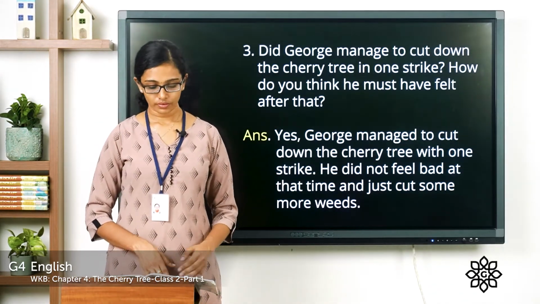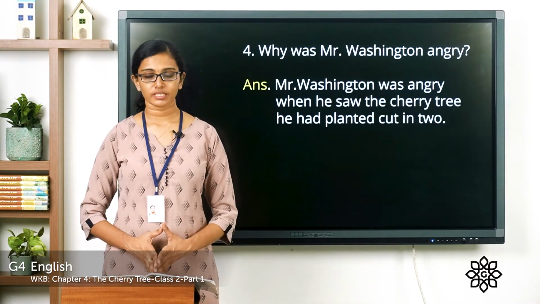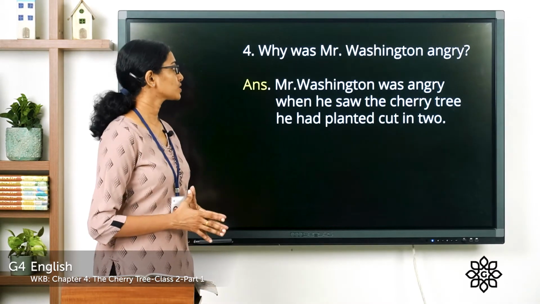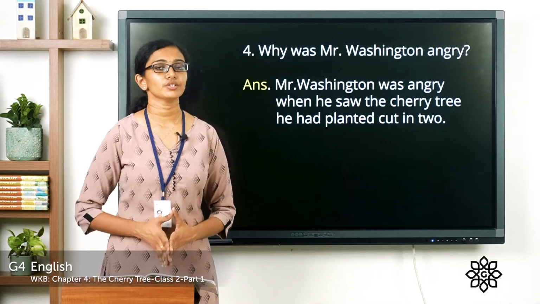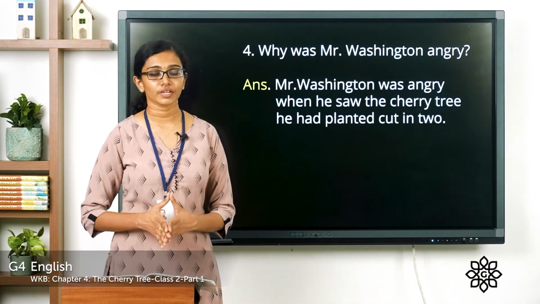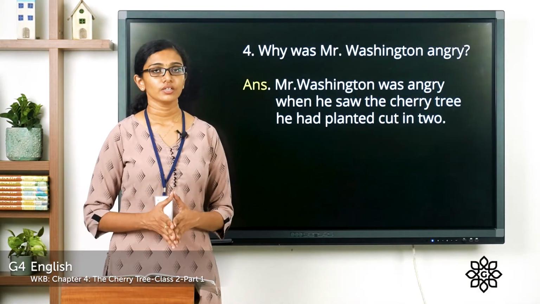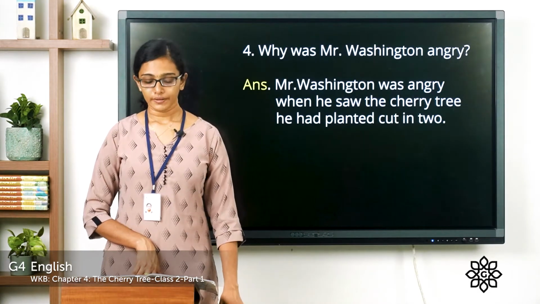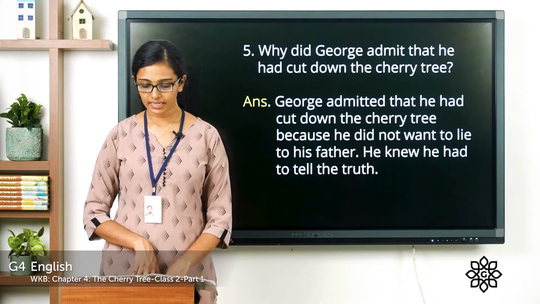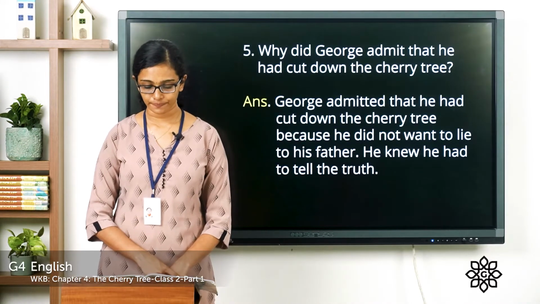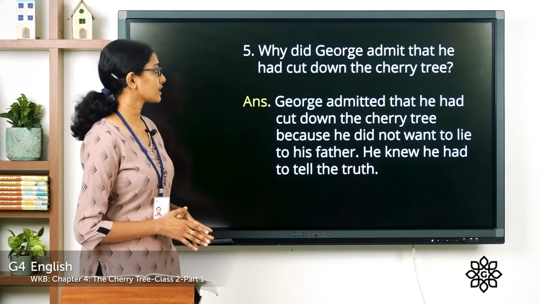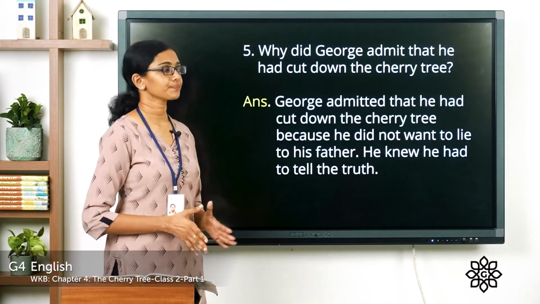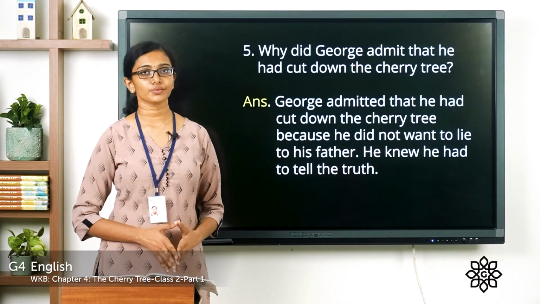Now question number 4. Why was Mr. Washington angry? Mr. Washington was angry when he saw the cherry tree he had planted cut in two. That was one of his favorite trees. So he was angry to see the cherry tree being cut in 2 pieces. Question number 5. Why did George admit that he had cut down the cherry tree? George admitted that he had cut down the cherry tree because he did not want to lie to his father. He knew he had to tell the truth.